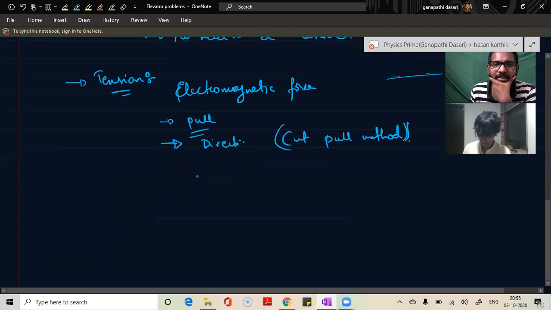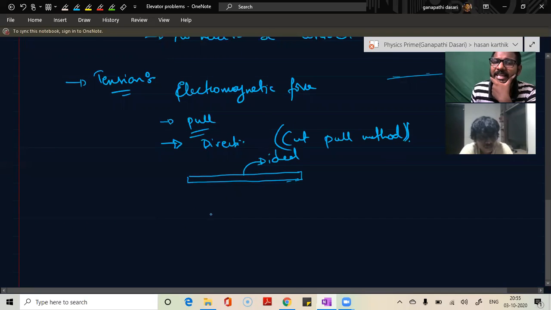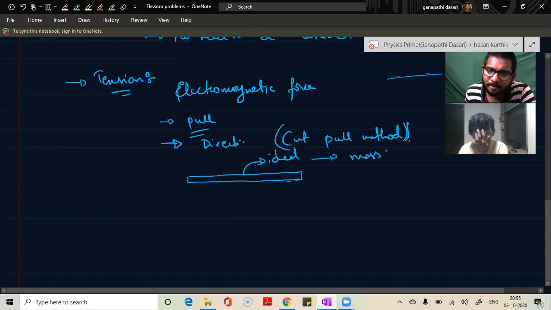Then suppose you consider this rope. If I'm considering an ideal rope as of now. If the rope has mass, then tension will vary across the entire string. Ideal string means it doesn't have mass. It is not having mass. Massless and inextensible.